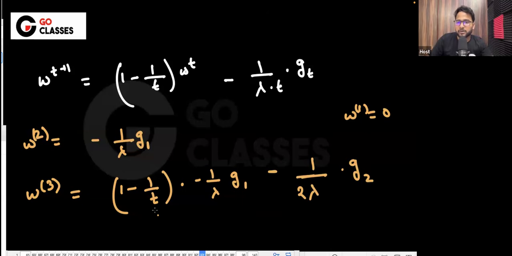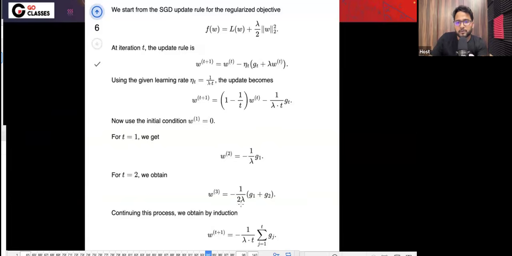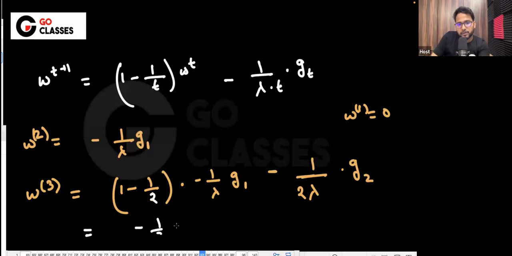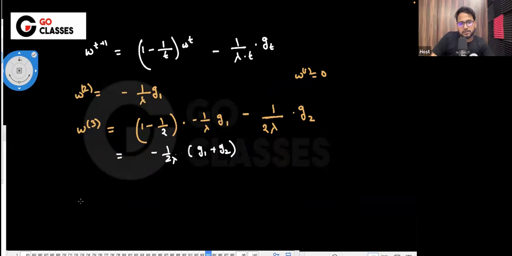Here t is basically 2, so you can write 2 here. If you solve this, w3 will be minus 1 upon 2 lambda times (G1 plus G2). For w2 you were getting minus 1 upon lambda G1. Now you are getting minus 1 upon 2 lambda times (G1 plus G2). It's kind of an average, with lambda in the denominator, basically taking the average of all of these. So which means I can say w4 must be something like this.